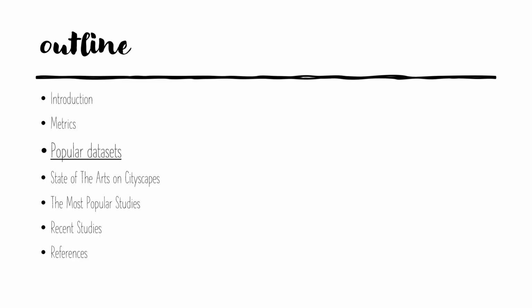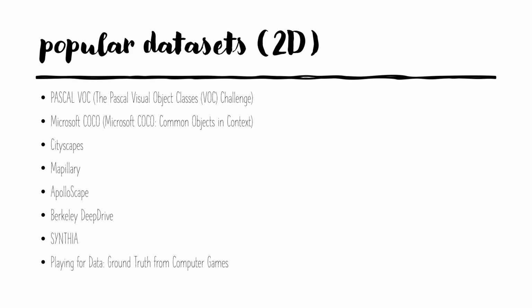Let's continue with the popular datasets. There exist many large-scale realistic datasets for semantic segmentation. The most popular datasets are Pascal VOC, Microsoft COCO, and Cityscapes. Recently, several companies also created new datasets which focus on autonomous driving scenarios such as Mapillary, ApolloScape, and Berkeley DeepDrive. Also, it's wise to mention Audi's and Waymo's datasets. In addition, there exist several synthetic datasets for semantic segmentation like SYNTHIA and Playing for Data.